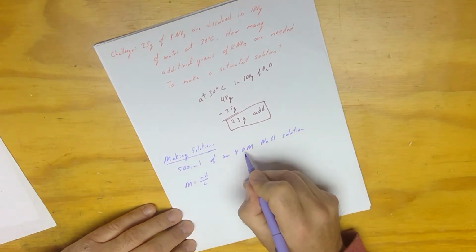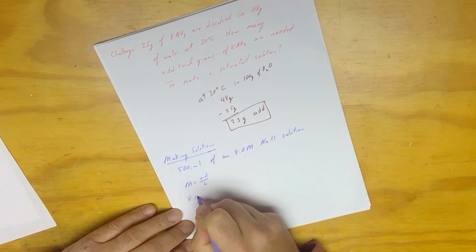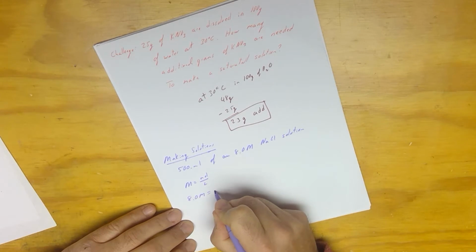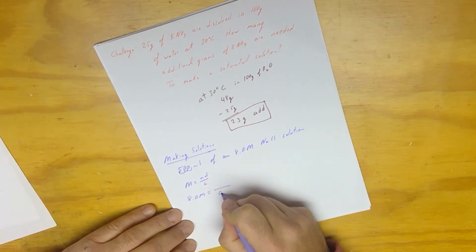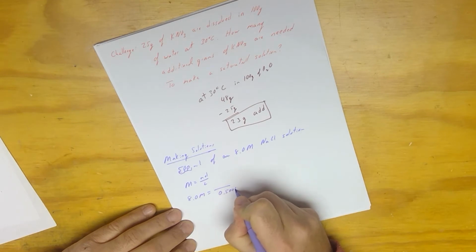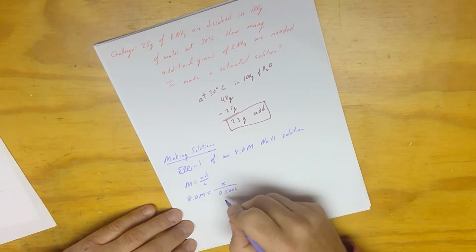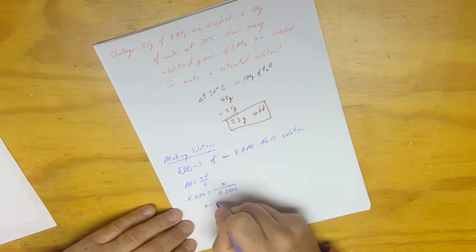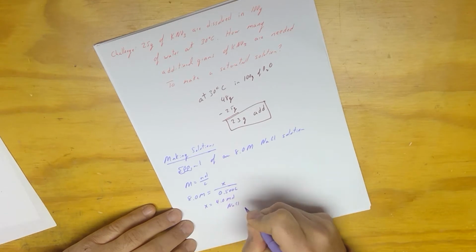Well, I have the molarity, and I can convert this to liters. So I have an 8.0 molar solution that I want. To turn this to liters, I move it 3 places, so I have 0.500 liters. And I want to know how many moles that is. Well, cross multiply, and it turns out that I need 4.0 moles of NaCl.